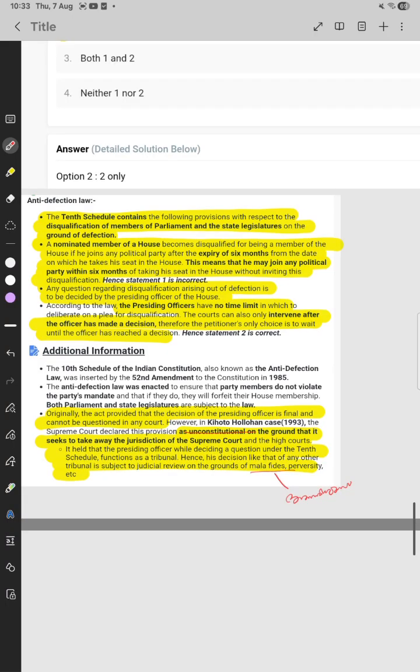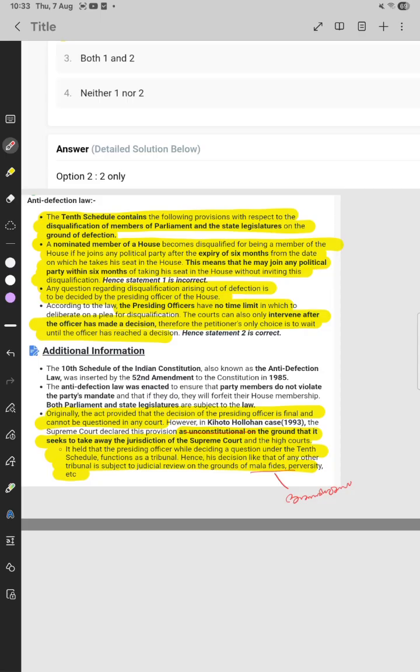The 10th Schedule of the Indian Constitution, also known as the anti-defection law, was inserted by the 52nd Amendment to the Constitution in 1985. The anti-defection law was enacted to ensure that party members do not violate the party's mandate, and that if they do, they will forfeit their house membership. Both Parliament and state legislatures are subject to the law.